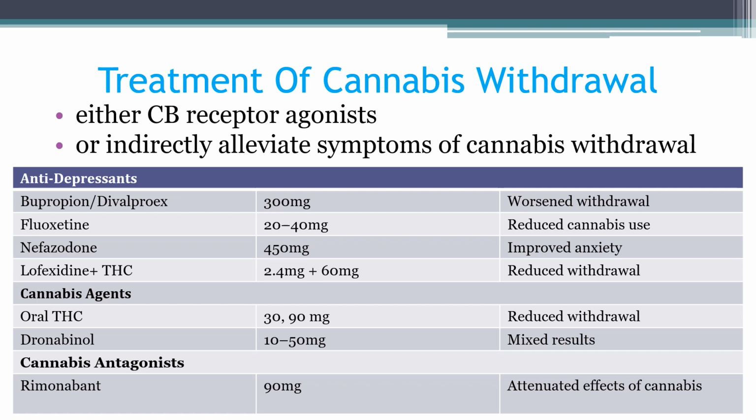Nefazodone improves anxiety in cannabis withdrawal. Lofexidine with tetrahydrocannabinol reduces the withdrawal. The cannabis agents like oral THC 30 to 90 milligram reduce the withdrawal symptoms, and dronabinol has mixed results. Rimonabant can attenuate the effect of cannabis in case of toxicity.